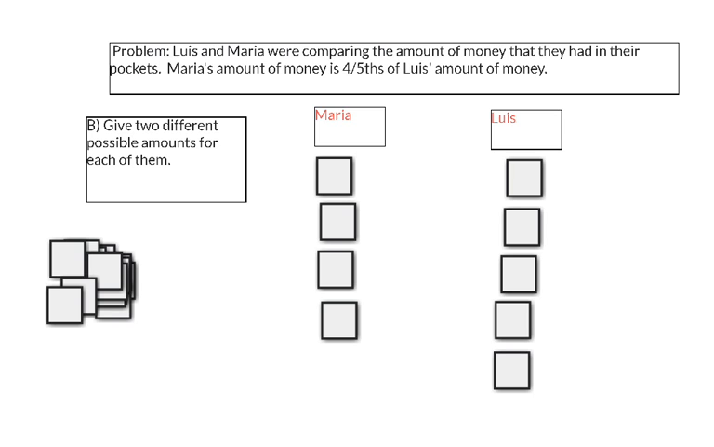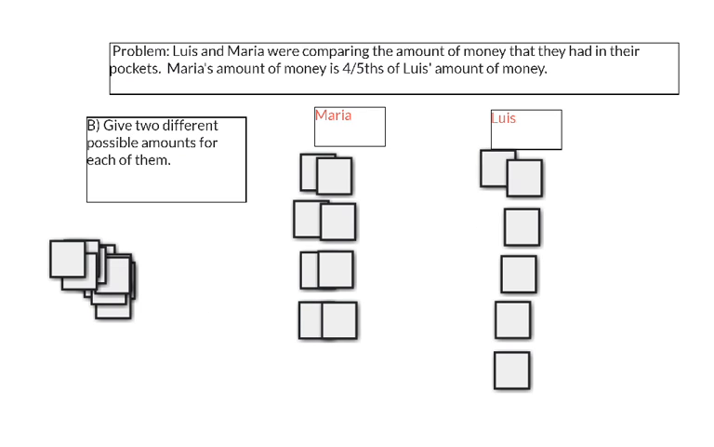So one way we can look at that is if we just double up. So let's just say the multiplier was 2. So what we'd be seeing is that Maria would have 8 for every 10 that Luis has. And you could go on and on with this. You could put 3 in each layer, and then you would have 12 and 15. So on and so forth.